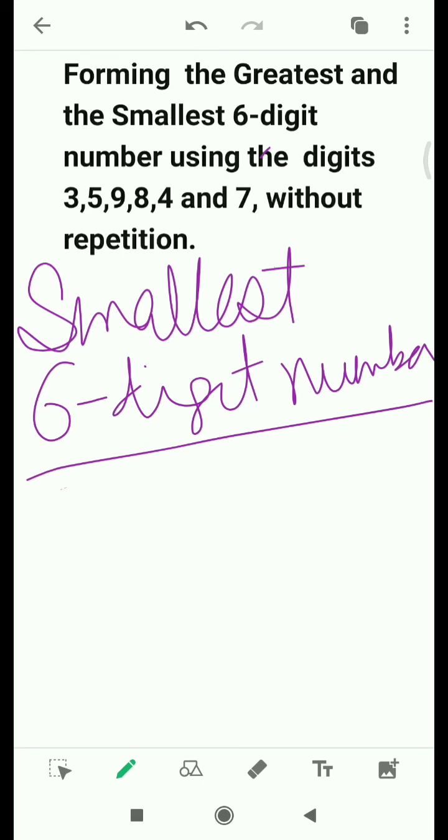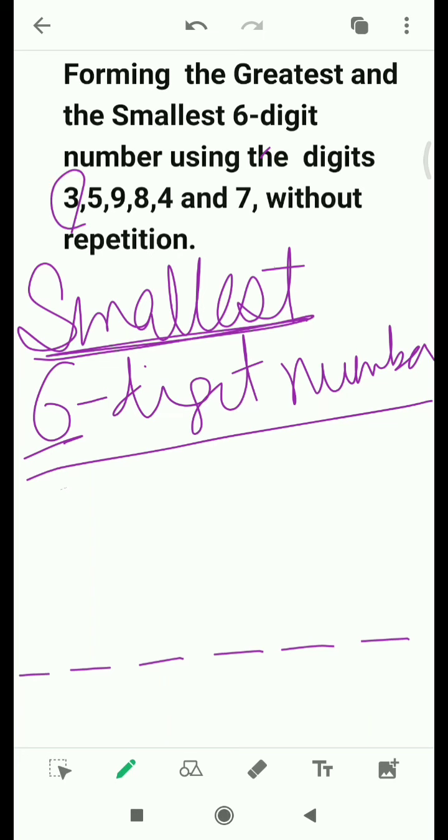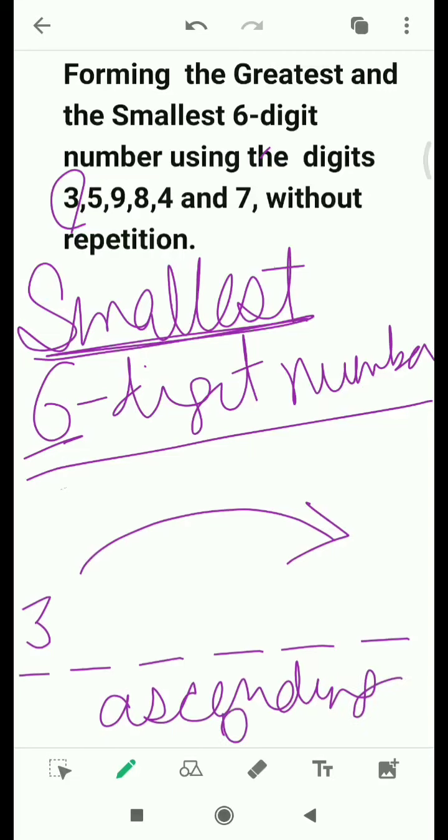Again, this is a six-digit number, so we need to mark six place values 1, 2, 3, 4, 5, 6. Now this is the smallest number, so we need to choose the smallest digit first, that is 3. So place it in the maximum place value here. Since the smallest digit has come already here, the rest of the place values are to be occupied in ascending order. Remember, since we are making the smallest number, first you choose the smallest digit, and the rest of the digits are to be placed in ascending order.